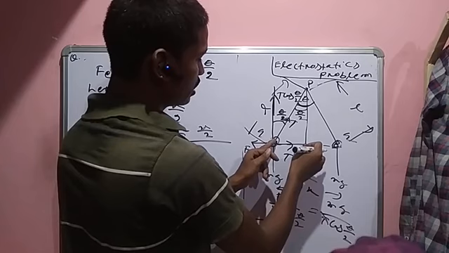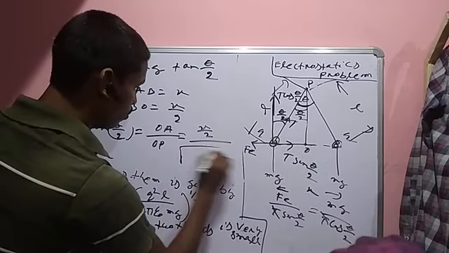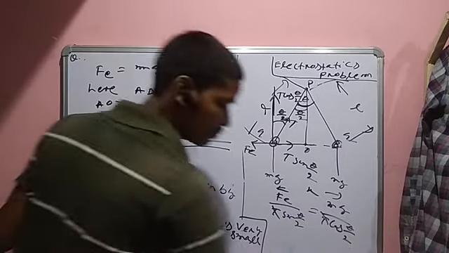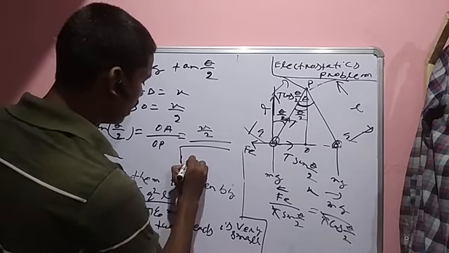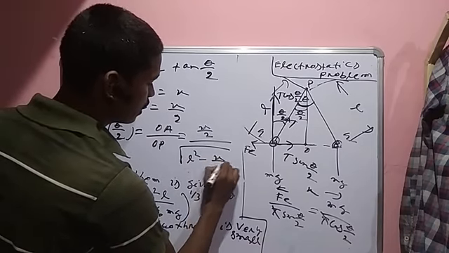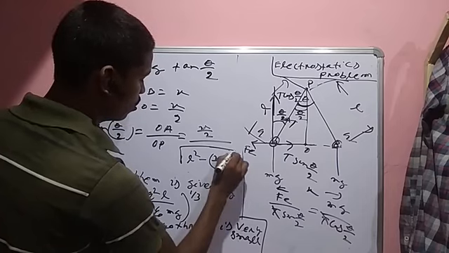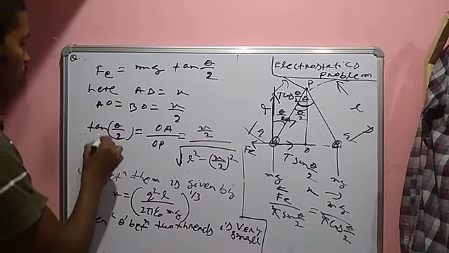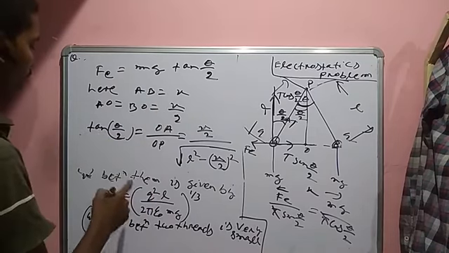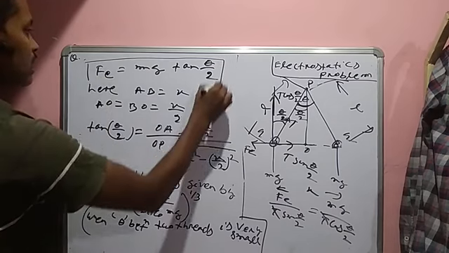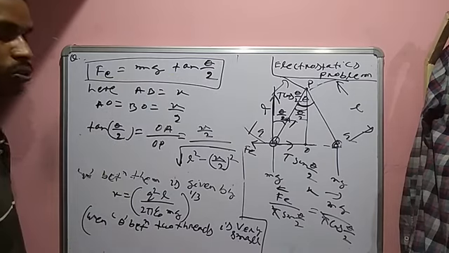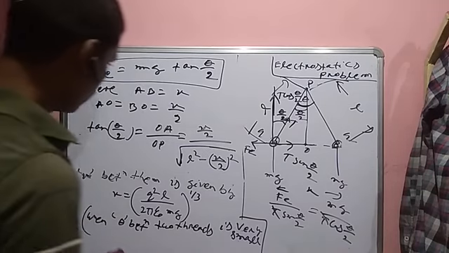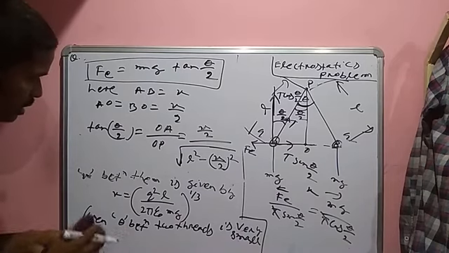This square minus this square, root over. That means root over L square minus x by 2 square, root over. This one is the tan theta by 2. So putting the value of tan theta by 2 and the value of F in this formula, finally we get this. So write down. This formula is remembered.